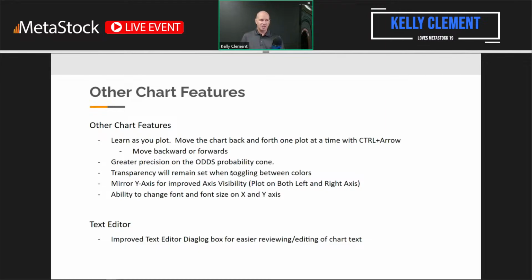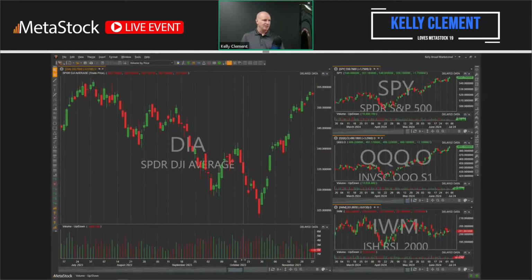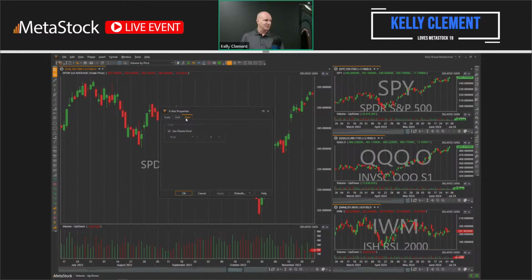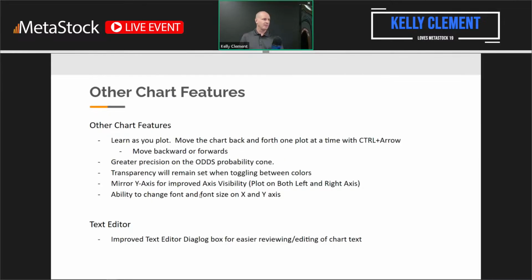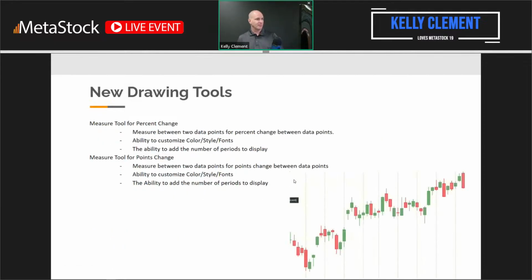Greater precision on the odds probability cone. We're not going to go into detail on every one of these because there's so many. You can change the font size on the X and Y axis. So if you want your font size bigger down here, you can come in to Style, and you can set your size here for your X and Y axis if you want those bigger. Text editor, improved text editor for easier viewing, editing of text on your chart.